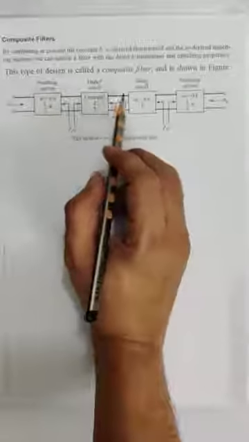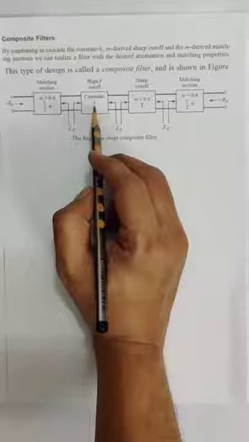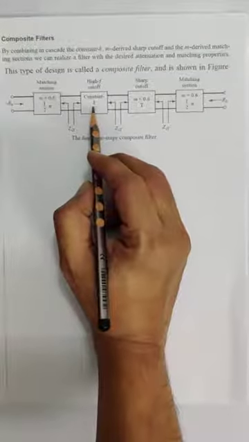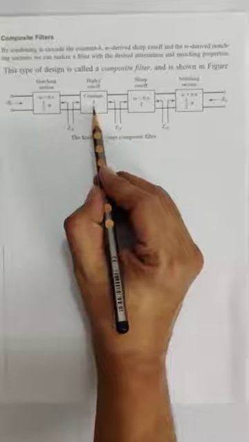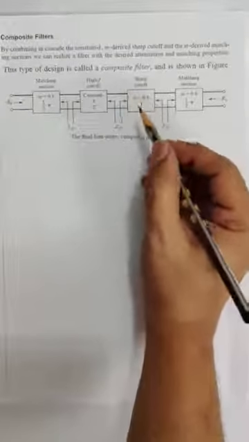And two other blocks of the composite filter are: one is constant k T section network. T indicates the nature of how the elements are arranged in the filter. So two elements in the horizontal manner and one element in a vertical manner. And then we have sharp cutoff, that is M derived filter.